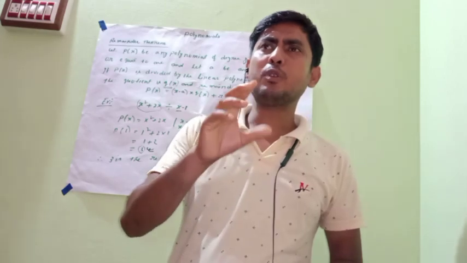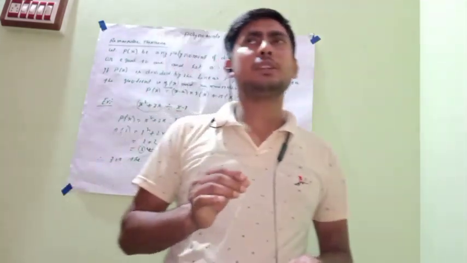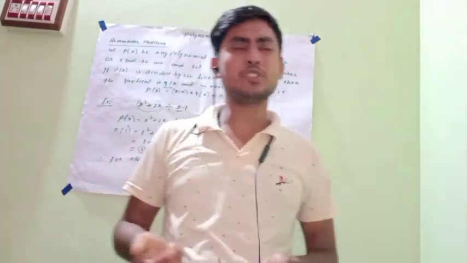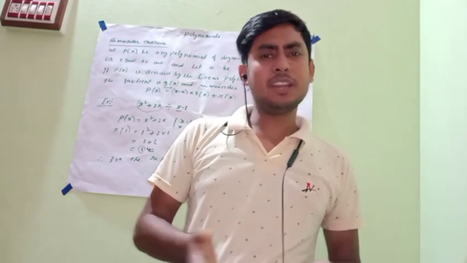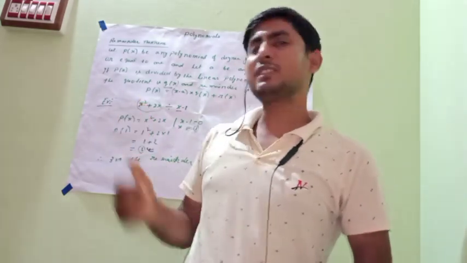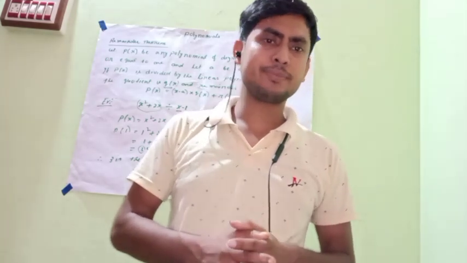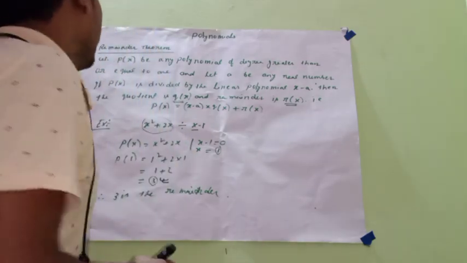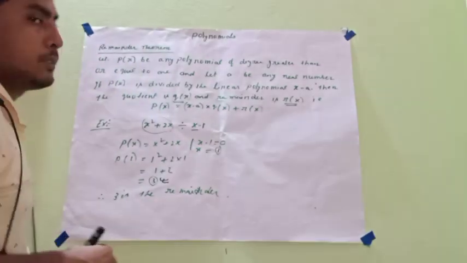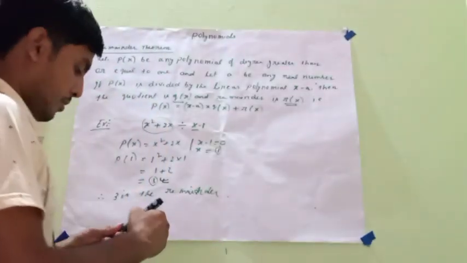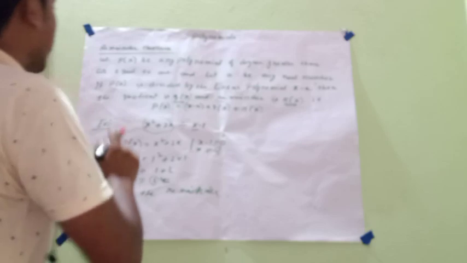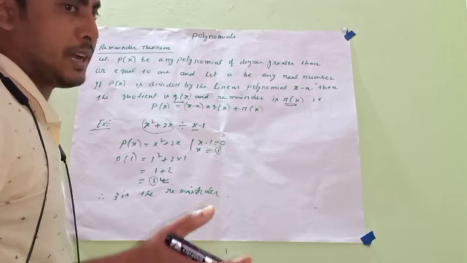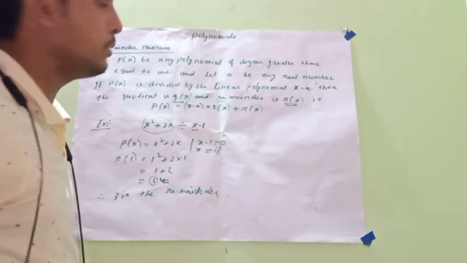Now, suppose you are going to divide 5 by 3, then 3 ones are 3, and the remainder is 5 minus 3, which is 2. That is the same similar thing. Now we will see these things in the case of polynomials. Today we are going to learn about the remainder theorem. Already I have explained that when 5 is divided by 3, we get remainder 2.